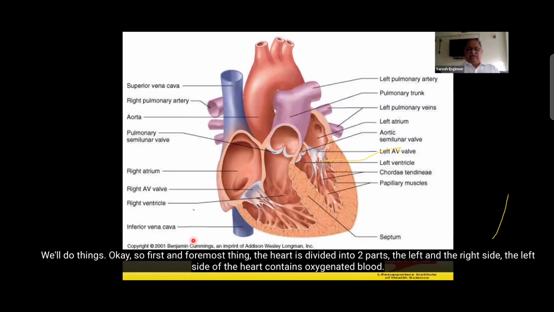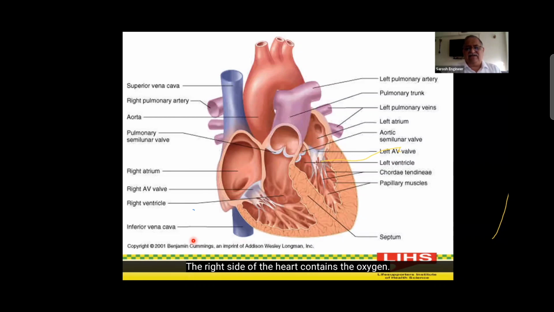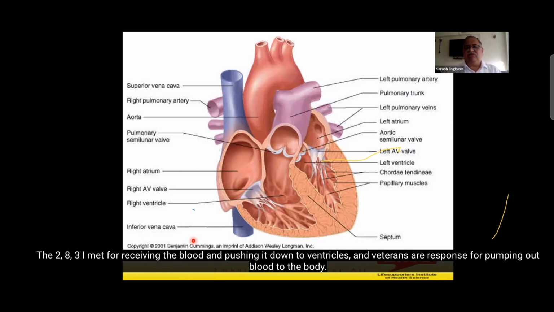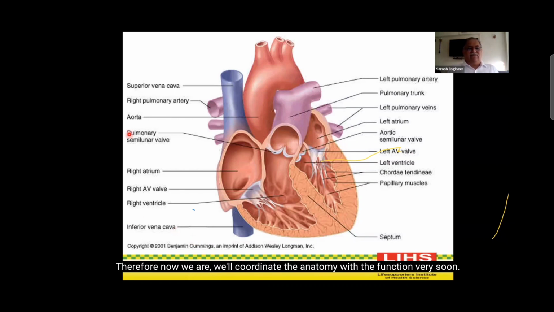Okay. So first and foremost thing, the heart is divided into 2 parts, the left and the right side. The left side of the heart contains oxygenated blood. The right side of the heart contains deoxygenated blood. The 2 atria are meant for receiving the blood and pushing it down to the ventricles, and the ventricles are responsible for pumping out blood to the body. Now we'll coordinate the anatomy with the function very soon. Right now, we are still learning anatomy. And then we will see why the anatomy is like that.